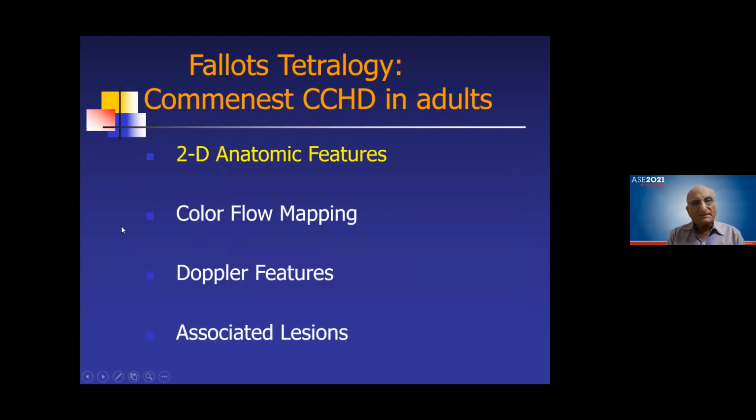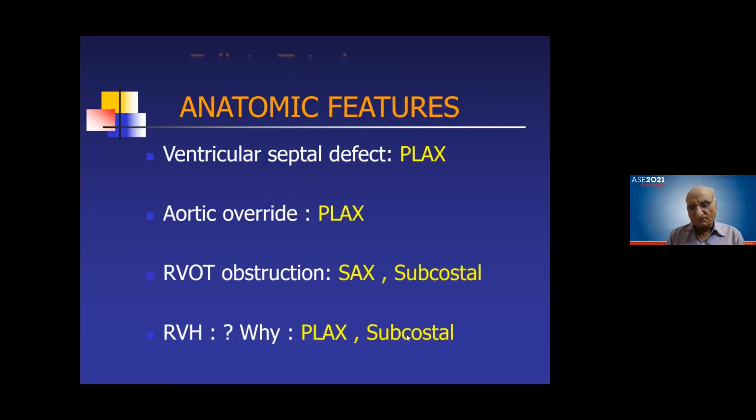Now we always, like any other thing, see for 2D anatomic features by 2D imaging. We always see for a color flow mapping to keep the Doppler beam parallel to the flow, and to see for other lesions. Color is followed by a Doppler. As we have been repeatedly telling you, the sequence of study in any heart disease, whether it's a congenital heart, is 2D, color flow mapping, then Doppler. And then we see for associated lesions.